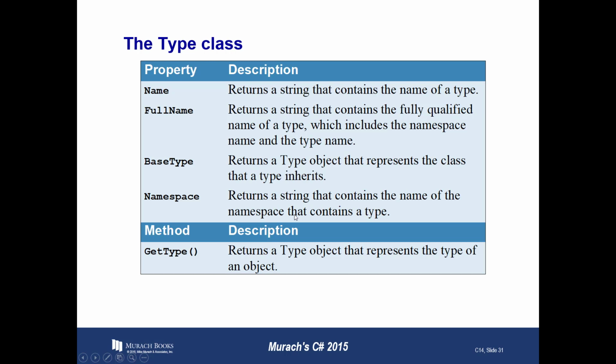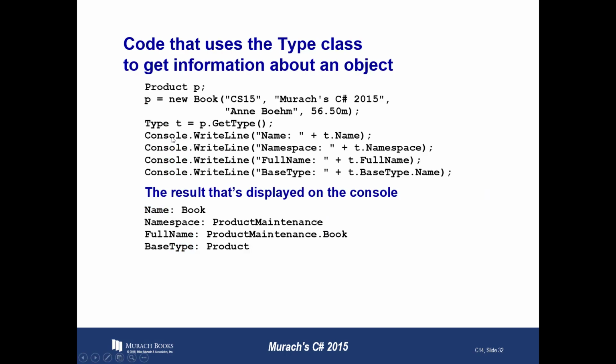Namespace contains the name of the namespace that contains that type. And get type, as mentioned here, returns a type object that represents the type of the object. Every object has a get type method, and that get type method returns a type object that corresponds to that object's type. You can use those properties that are shown above to get additional information. And again, I'm not saying that's the only way of doing this. That is a popular way of doing this.